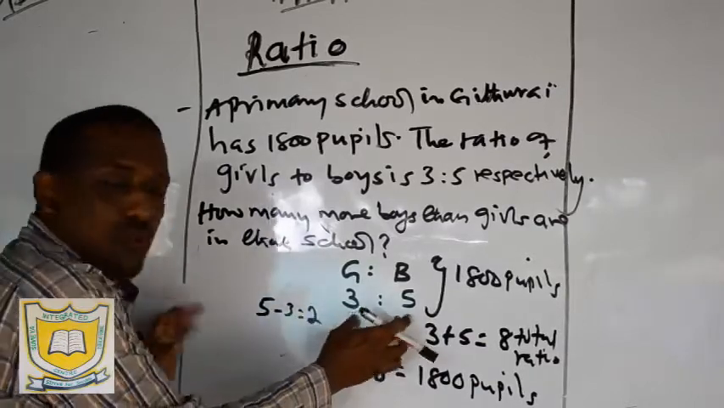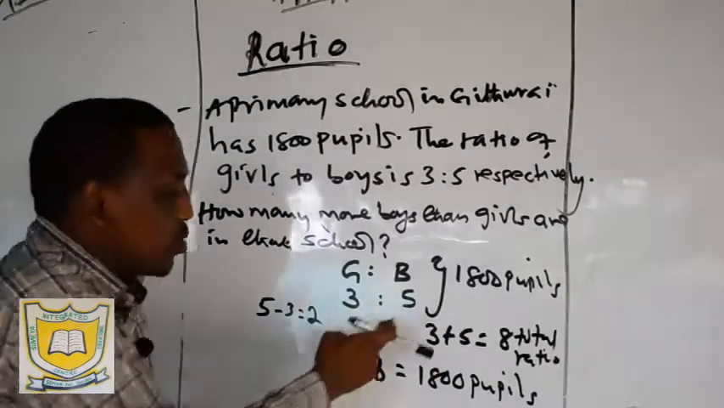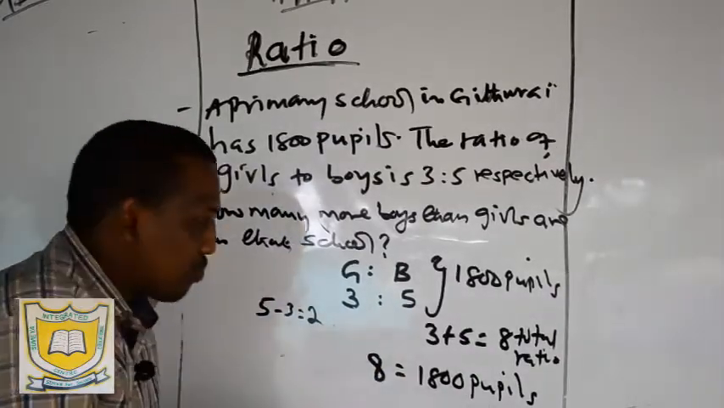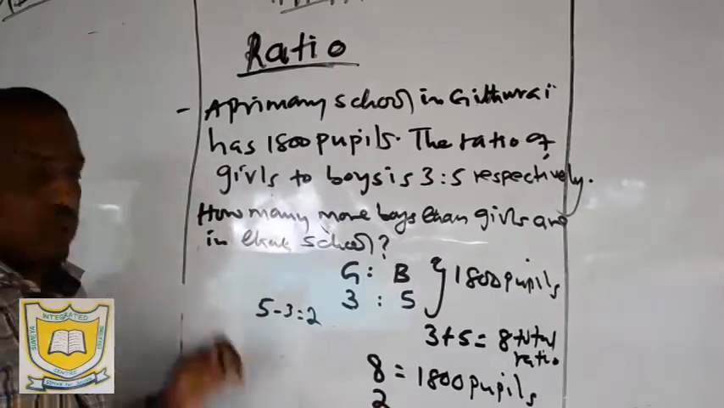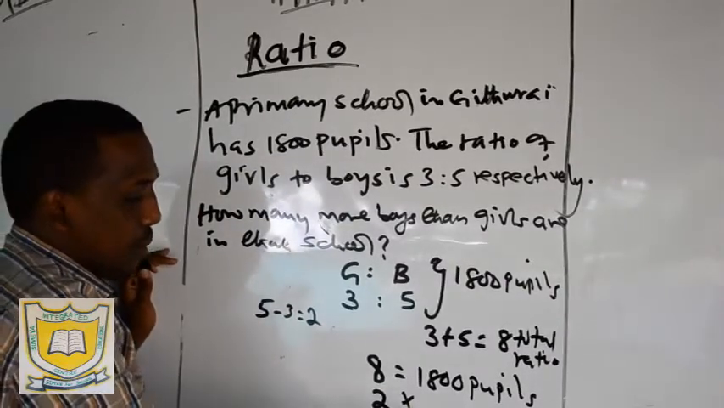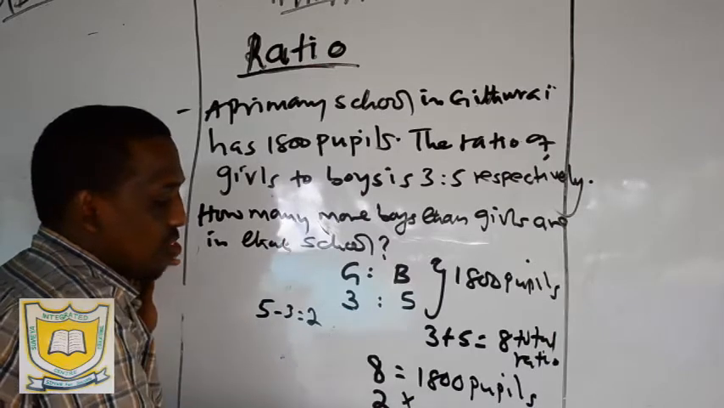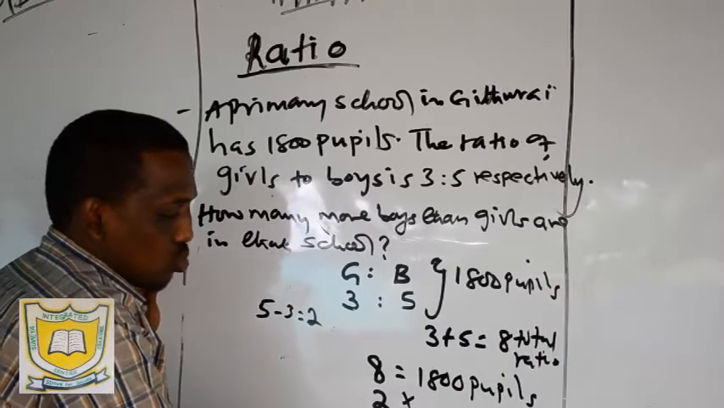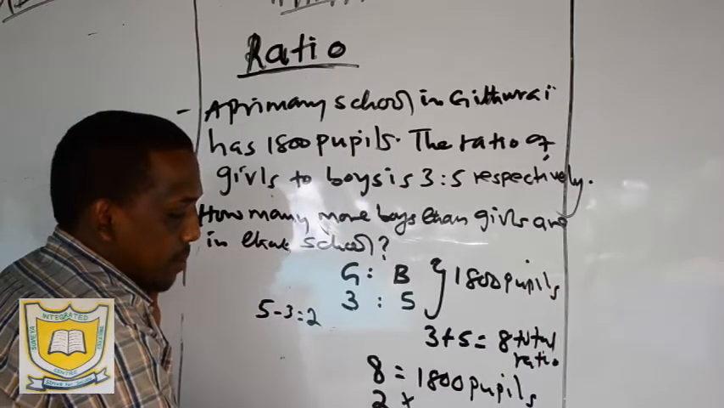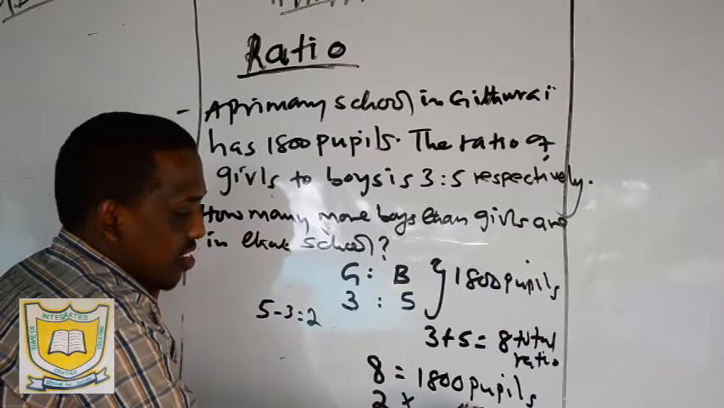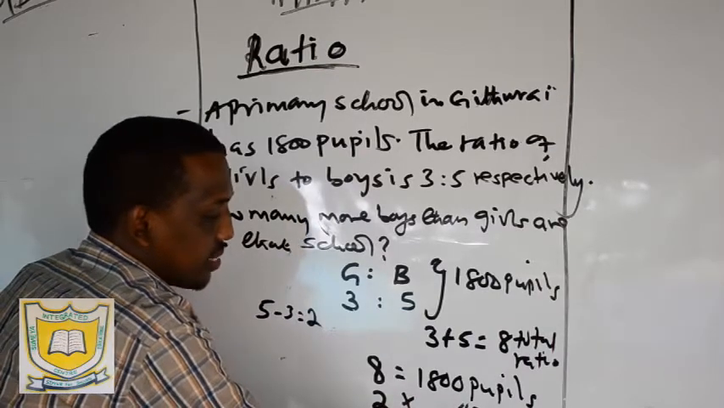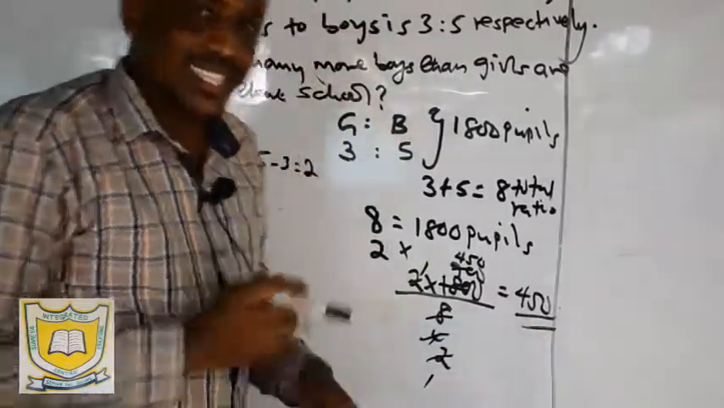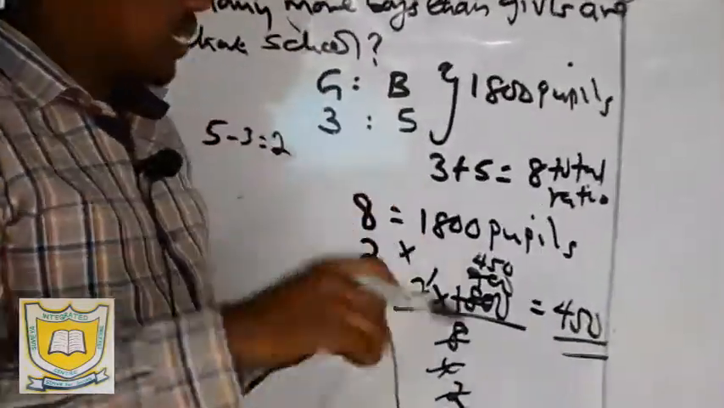So to get the ratio of more, or less if you are told, you subtract the 2 ratios. So you say 5 minus 3 is 2. If total ratio is equal to total number of pupils, what about the more, which is 2 now? Cross multiply. So you say 2 multiplied by 1,800 all over 8, which is equal to 450. So there are 450 more boys than girls.